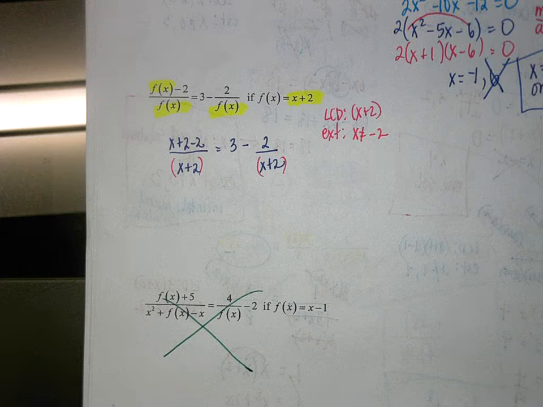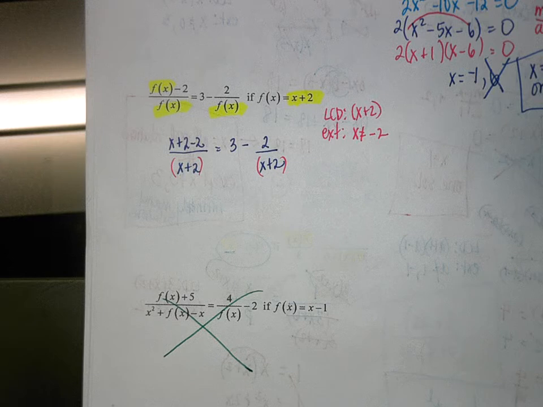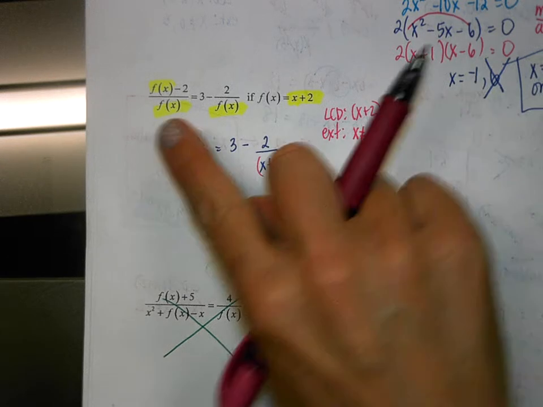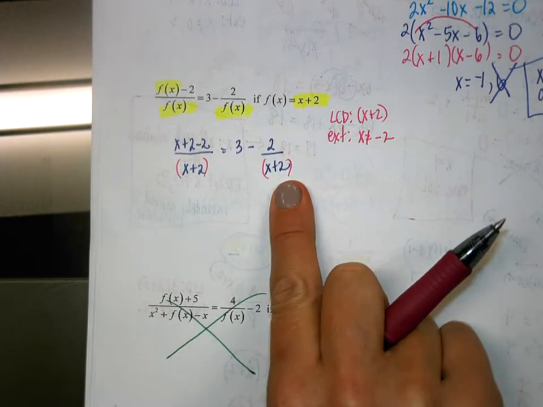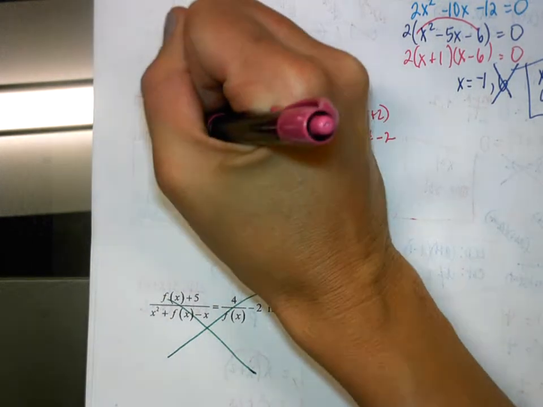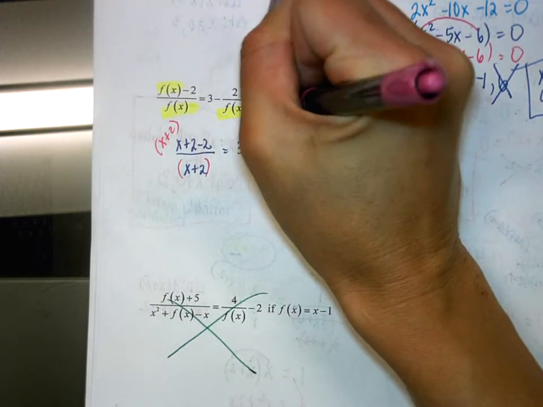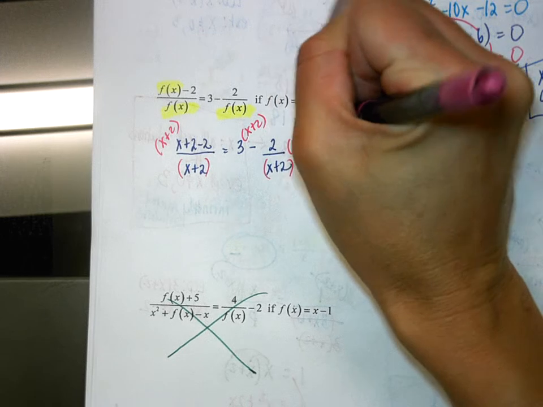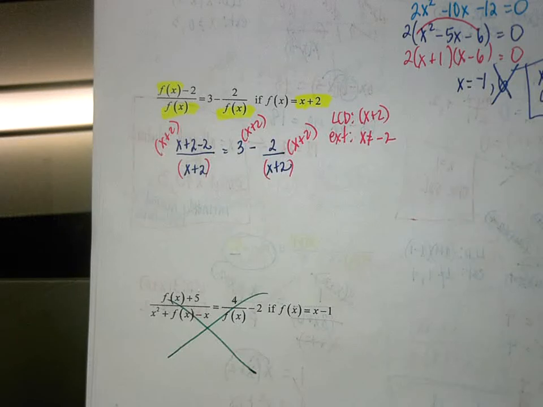Okay, so next step is to do what? Perfect. Multiply every single term by the LCD. How many terms are in this problem? 3. 1, 2, 3. Okay, so we multiply every term by x plus 2. And then we are going to simplify.